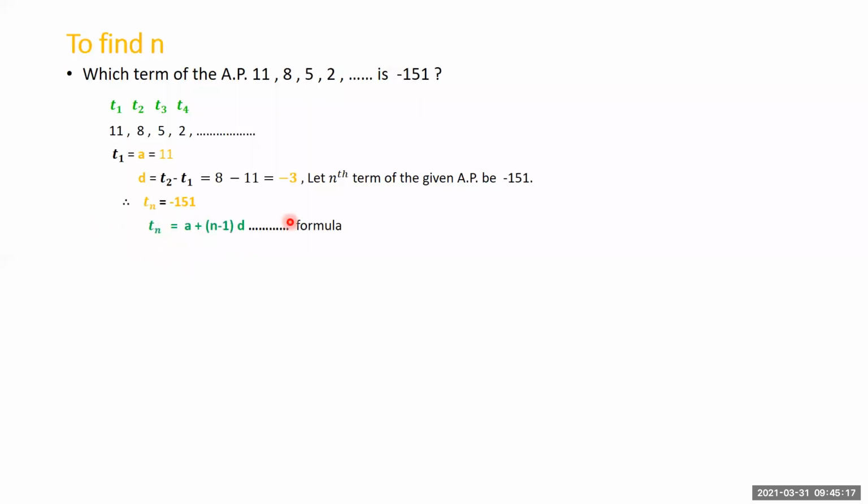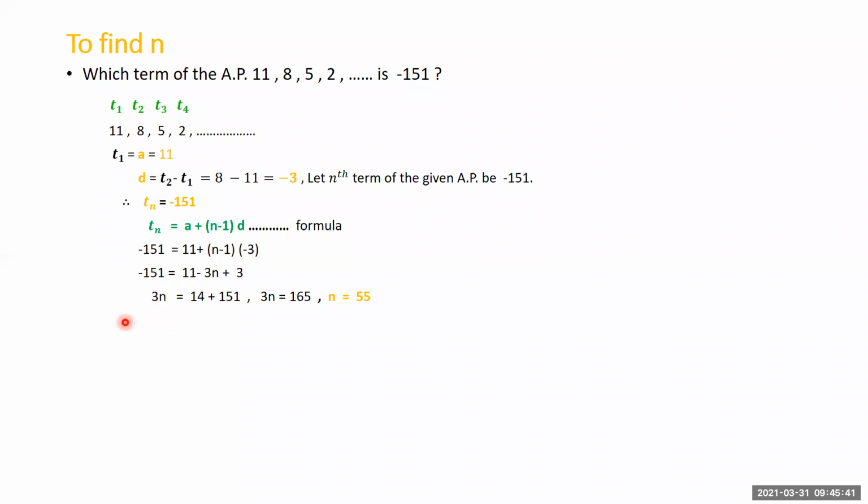So this is the formula we have to use. Tn, the whole Tn value, is how much? Minus 151. The A value we know, n minus 1 we know, and the d value also we know here. Only n is not there. Okay. And then you simplify it. This minus 3 you multiply inside. So minus 3n, and minus into minus becomes plus, 3 ones are 3.